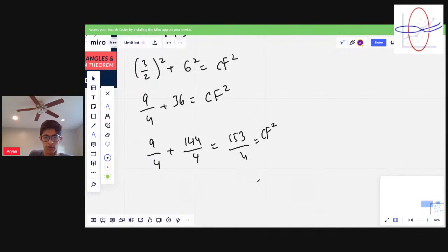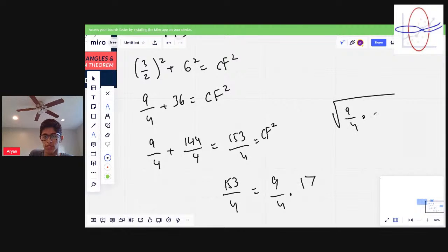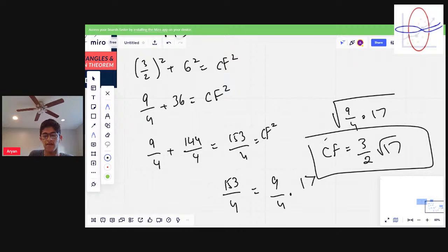Now I just take the square root of both sides. So 153 over 4, you might note that we could write this as 9 over 4 times 17, since 153 over 9 is just 17. Now if I take the square root of 9/4 times 17, that's just 3 halves root 17. So I have CF equals 3 halves root 17.